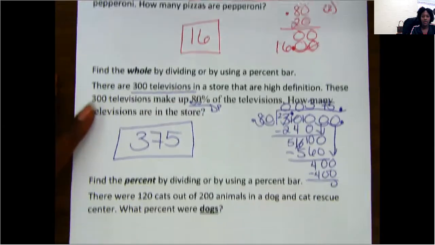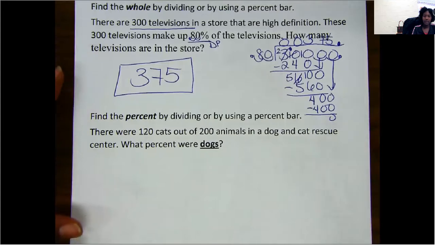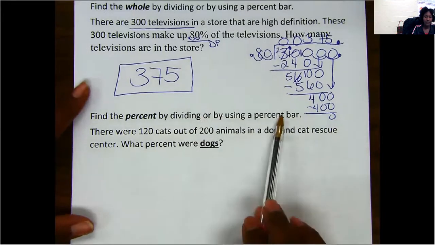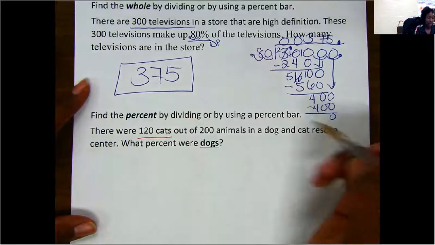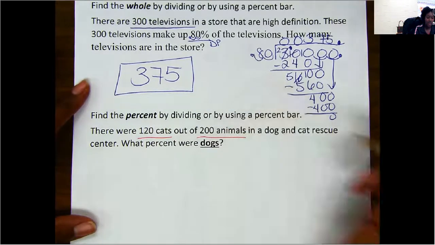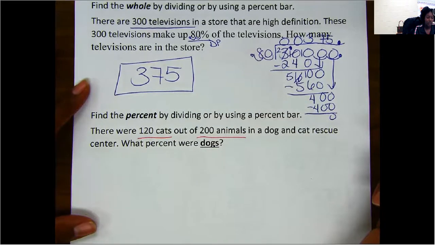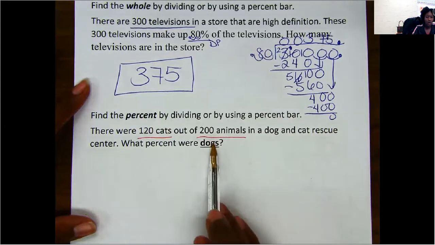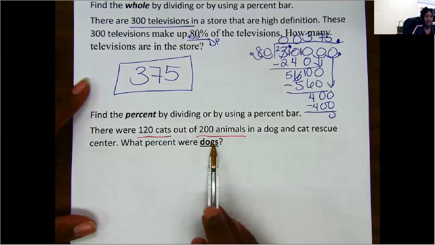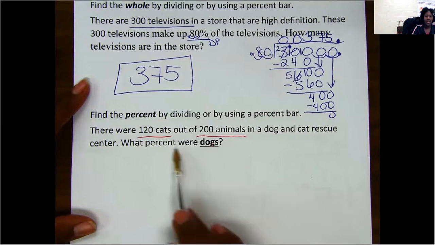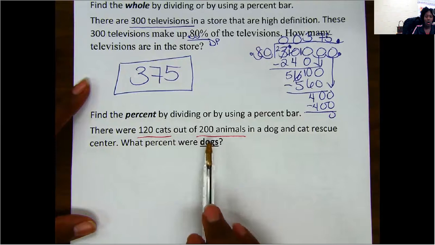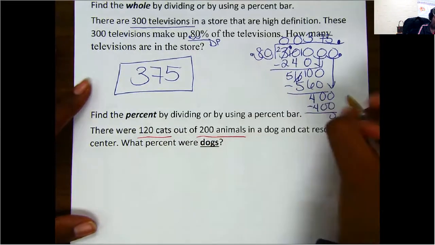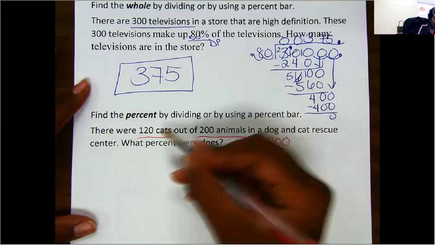Okay. All right, last one, finding the percent. You can divide or use a percent bar. There were 120 cats out of 200 animals in a dog and cat rescue center. What percent were dogs? Again, a lot of you missed this because you failed to read it all the way through. They gave you the number of cats, but the answer they wanted was in dogs. So I need to subtract 120 from 200.